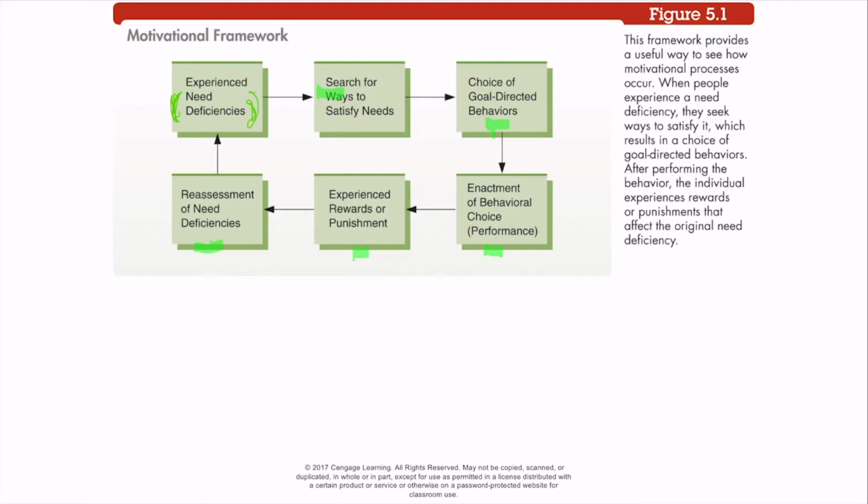Now, if you have completed all of this and you have discovered that the action that you chose to engage in resulted in rewards or the payoff that you wanted, then you're not going to have a need deficiency anymore. But what if you still have a deficiency? Then you go right back here and start all over again. So this is what the motivational framework is all about. You have a deficiency right now. That means you don't have a degree, but you want a degree. So you're going to search, or you have searched for ways to get a degree.